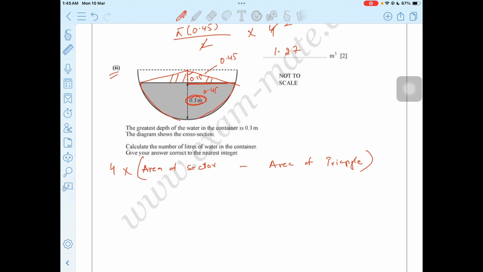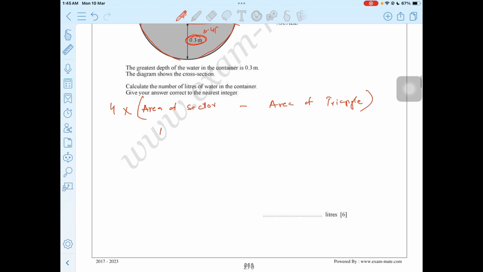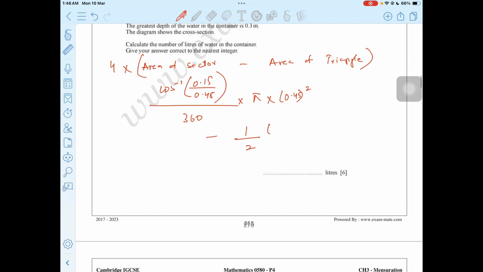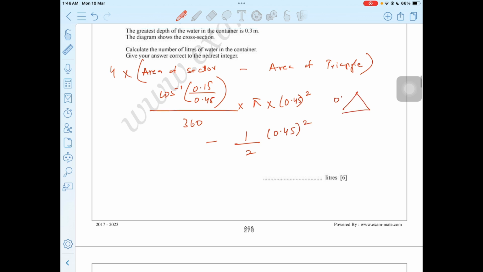we need to calculate the angle first. So this angle would be cos inverse of 0.15 and then 0.45, right? And then upon 360 multiplied by pi, we have r squared as 0.45 whole squared. Then we have the area of the triangle. This would be 1 upon 2, and then this is 0.45 and 0.45, right?